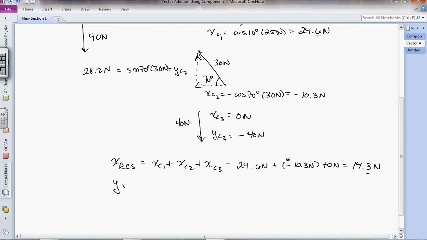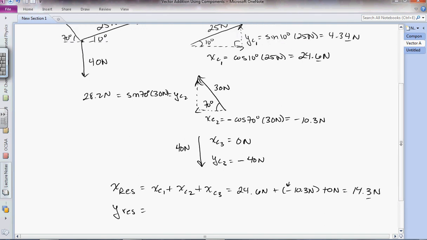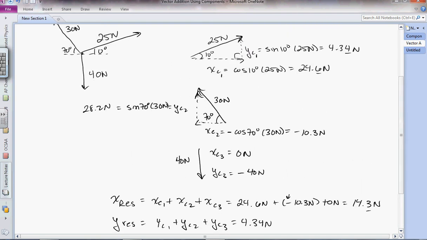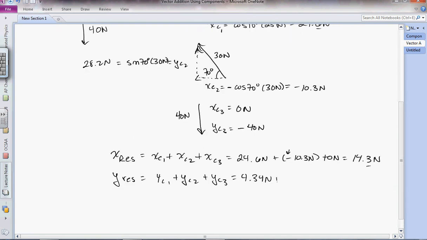The y component of our resultant will be the sum of the y components of each of these separate vectors. So this will be yc1 plus yc2 plus yc3. So we have 4.34 newtons, which we get from up here, plus 28.2 newtons, plus negative 40 newtons. Again, don't forget about that negative. And this will give us negative 7.46 newtons.